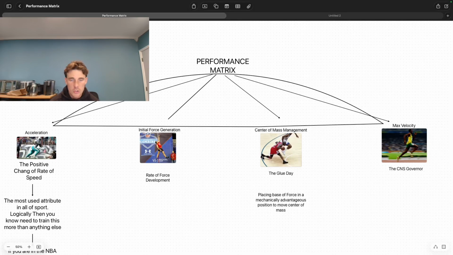This is the structure of what we call the performance matrix. It's how we've trained thousands of athletes ranging from 5 years old to the professional level. I'm going to break it down here. We're going to focus specifically on acceleration. I don't want to get into initial force, center of mass, or max velocity yet, but these are the 4 pillars that we call here at KPM the performance matrix.